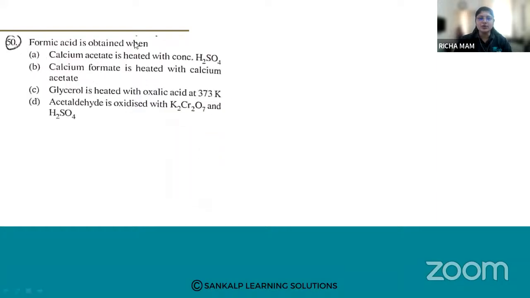Formic acid is obtained when? So when is formic acid obtained? A. Calcium acetate is heated with concentrated H2SO4. B. Calcium formate is heated with calcium acetate. C. Glycerol is heated with oxalic acid at 373 Kelvin. And D. Acetaldehyde is oxidized with potassium dichromate and H2SO4.